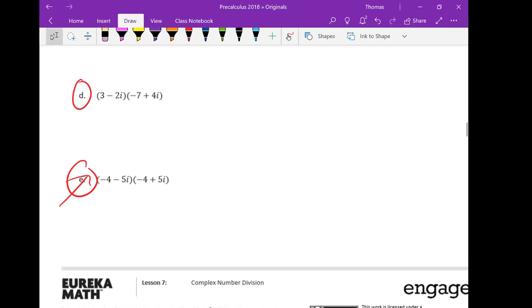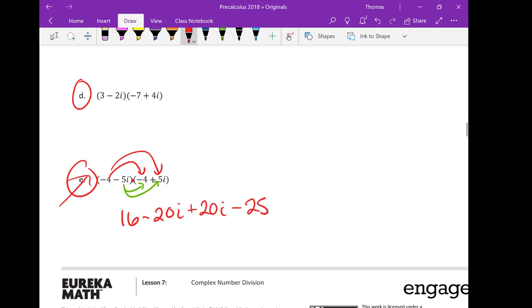So this is a multiplication problem. If I have 2 complex numbers, I need to make sure I distribute each to each. So there's 4 multiplications here. -4 times -4 is 16. -4 times positive 5i is -20i. 5i times -4 is positive 20i. And then -5i times 5i is -25 i squared. So that's what we get initially.